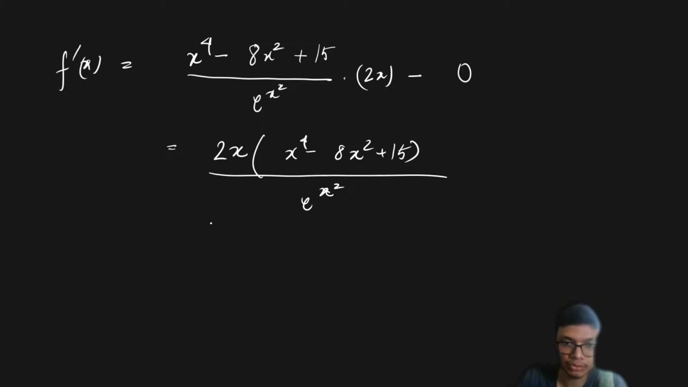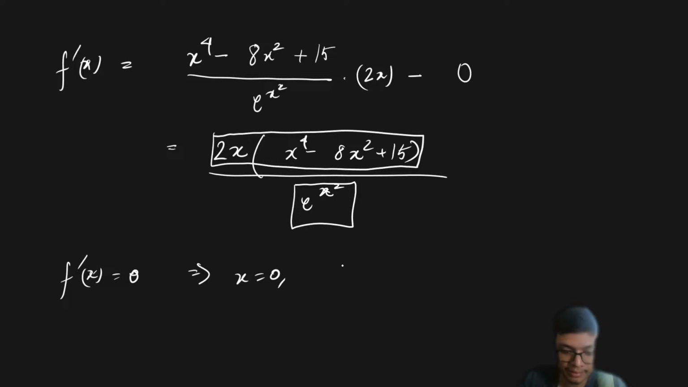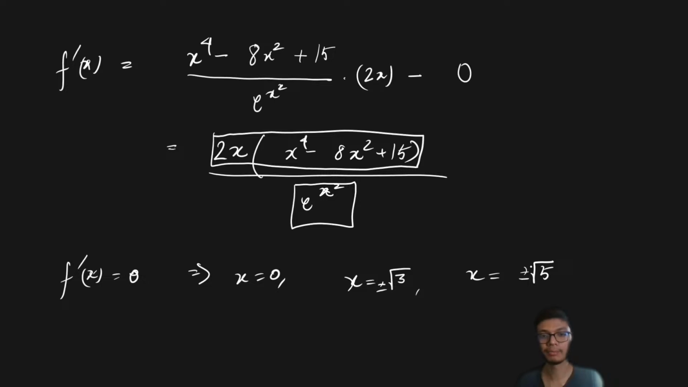Now, e to the power x square is always a positive value. So in order to get f dash of x equal to 0, it is only possible when the numerator is equal to 0. From here, we get the critical points at x equal to 0, x equal to plus or minus root 3, and x equal to plus or minus root 5, because this particular part factorizes as x square minus 3 and x square minus 5. So we basically have a total of 5 critical points.